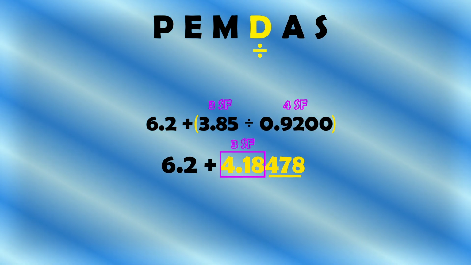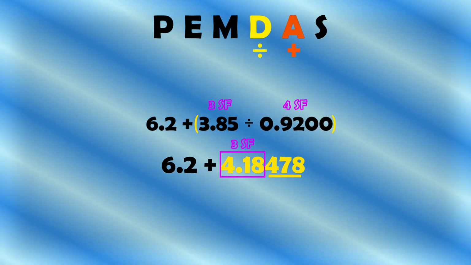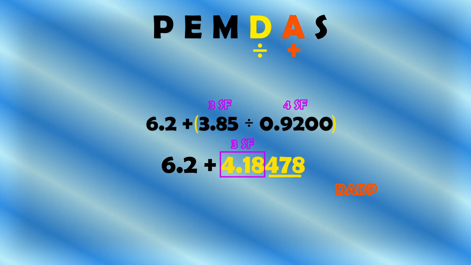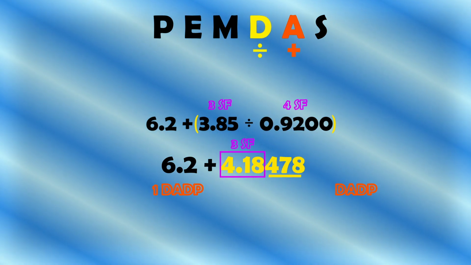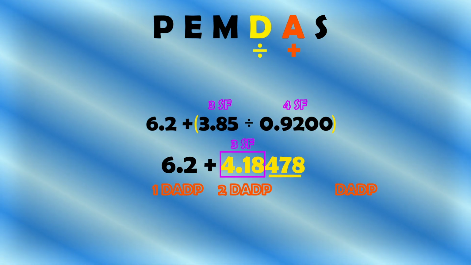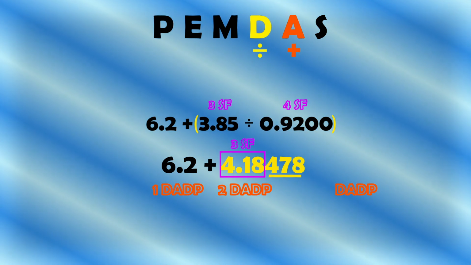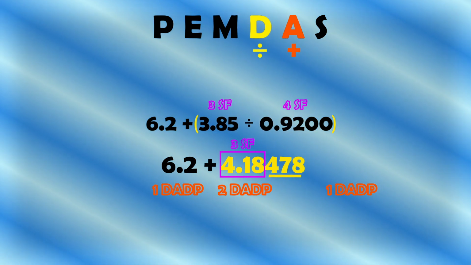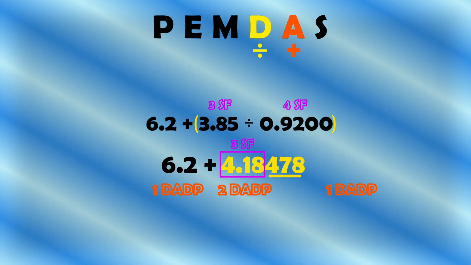Now the last thing we have to do in this operation is to add. So we have to look at digits after the decimal point. So 6.2 only has 1 digit after the decimal point. 4.18 really only has 2 digits after the decimal point, but we left the 478 for precision. So my answer can only have what? 1 digit after the decimal point, the least number of digits after the decimal point.